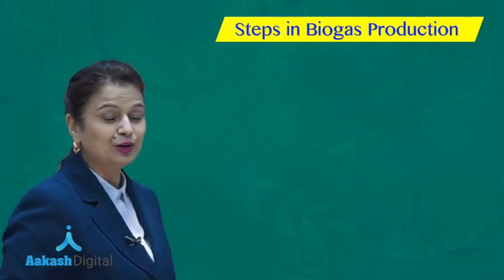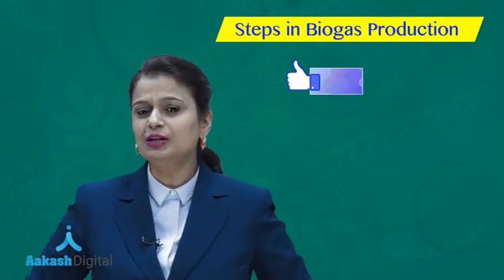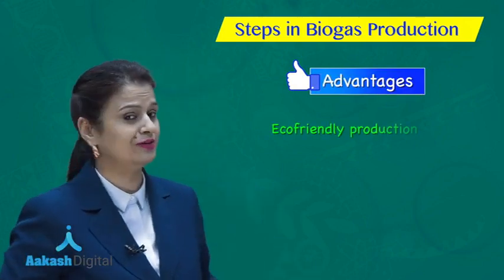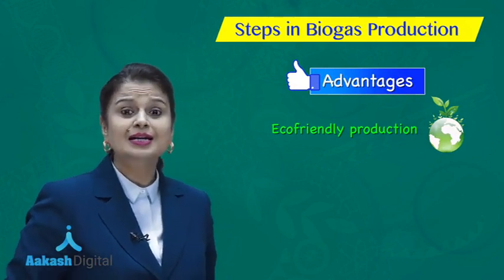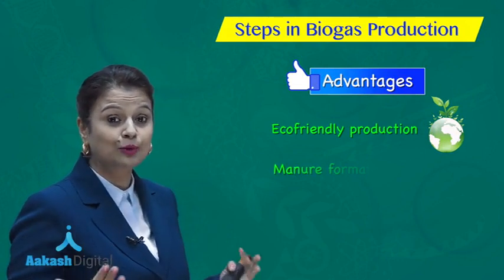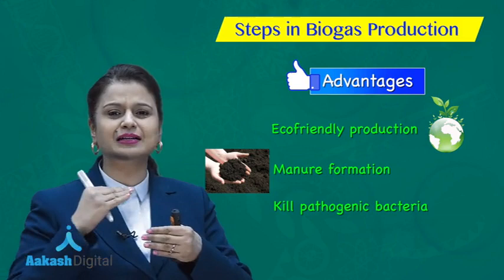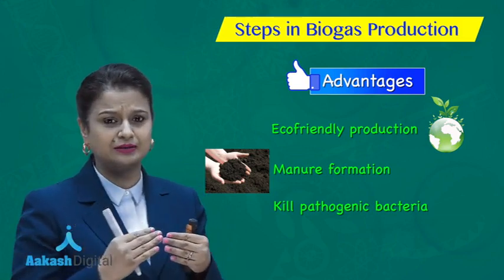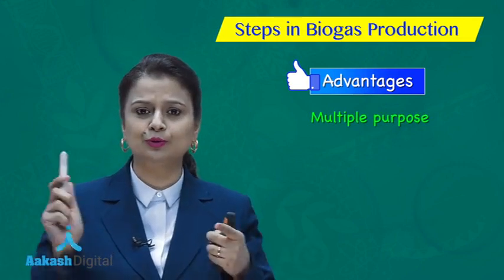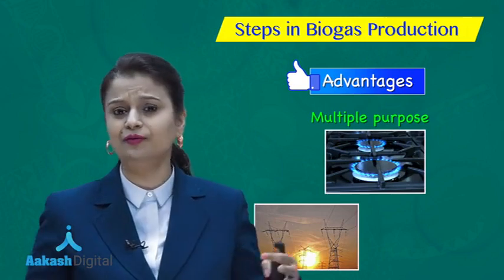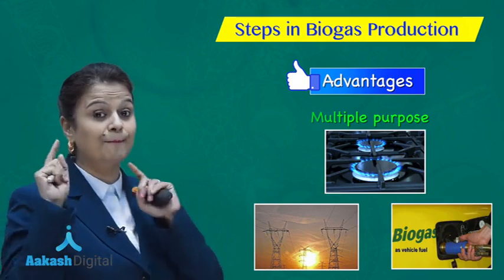So now we are going to see what are the positive and negative points of biogas production. The positive point is that it is an eco-friendly production because here waste is being utilized for formation of biogas. Secondly, along with biogas, manure is also being formed. It kills pathogenic bacteria which are present in dung, which are present in fecal matter. Now biogas has multiple uses. It can be used for cooking, for generation of electricity, for running of engines.